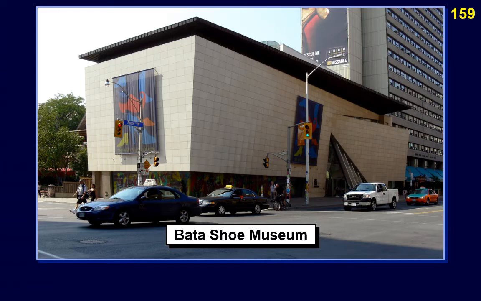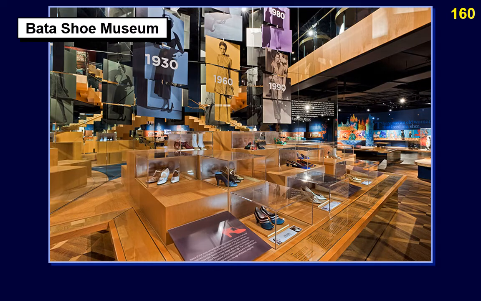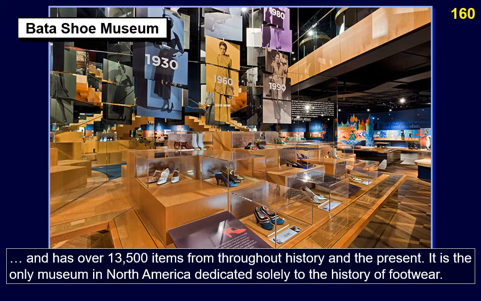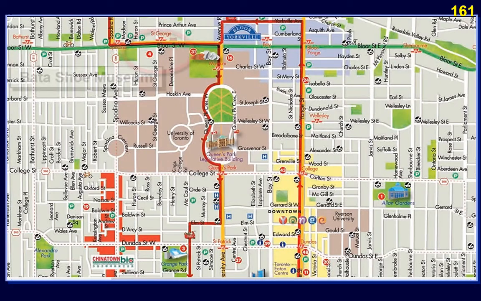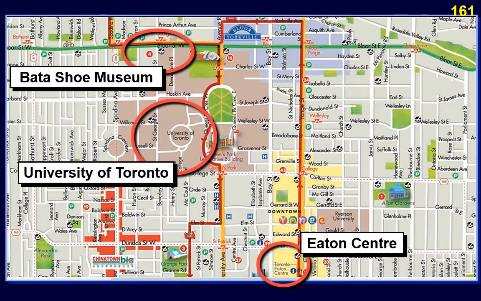Chapter 23. The Bata Shoe Museum is a footwear museum at Bloor Street and St. George Street. The museum exhibits footwear from around the world and has over 13,500 items from throughout history and the present. It is the only museum in North America dedicated solely to the history of footwear. This shows the location of the Bata Shoe Museum at number 4.